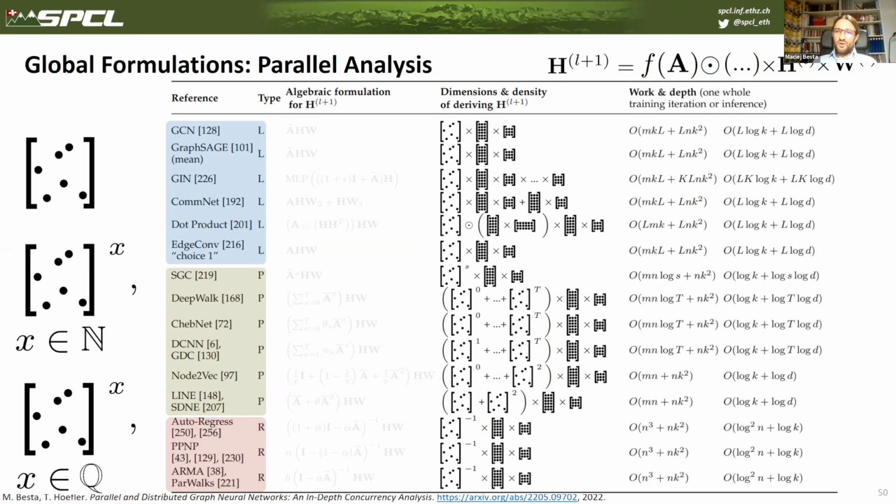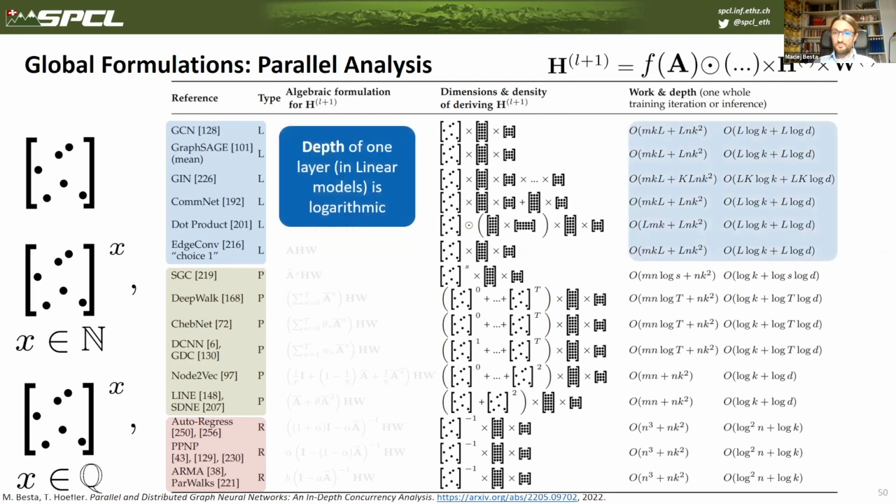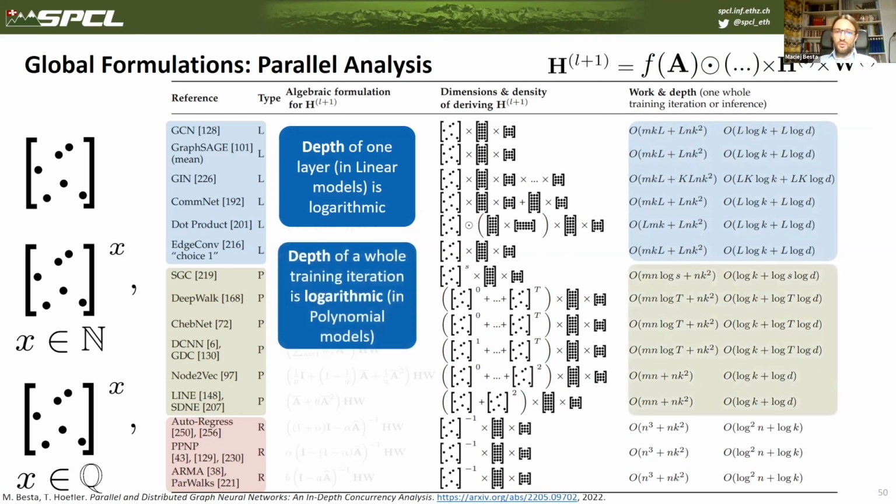Right. And now we also provide the results for work and depth. Here again, picture the results for one whole training iteration or inference. The conclusions are that the depth of a single layer in linear models is always logarithmic. So good news, we can parallelize these models nicely. For polynomial models, the depth of a whole training iteration is also logarithmic. So in these models, we usually don't really have nonlinearities between layers. So we don't really have this notion of GNN layers.